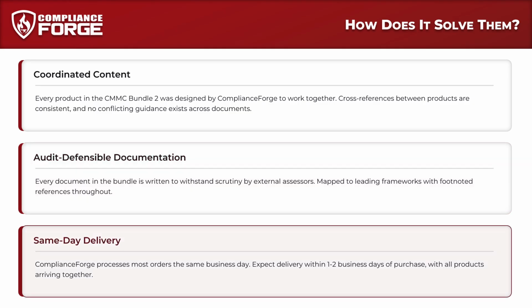And the third is same-day delivery. ComplianceForge processes most orders the same business day. Expect delivery within 1 to 2 business days of purchase, with all products arriving together.